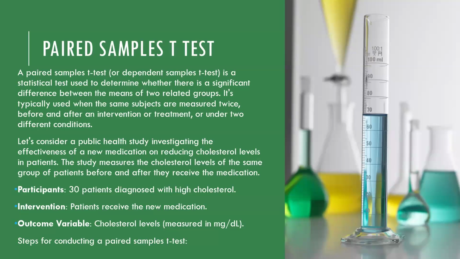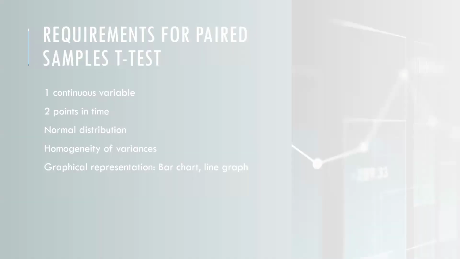The next one is a paired samples t-test. In a paired sample t-test, you're going back to just one continuous variable, but you're looking at two different points of time. So we have 30 participants. They're going to be given a new drug to lower their cholesterol, and we're going to do a test and a retest. Okay, and so you could use a paired samples t-test in that example.